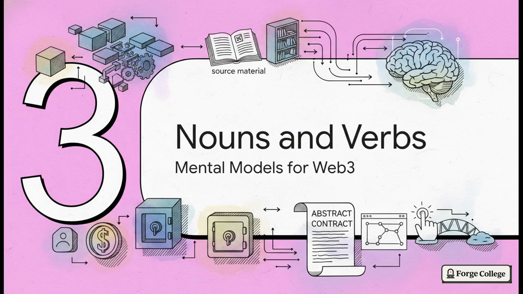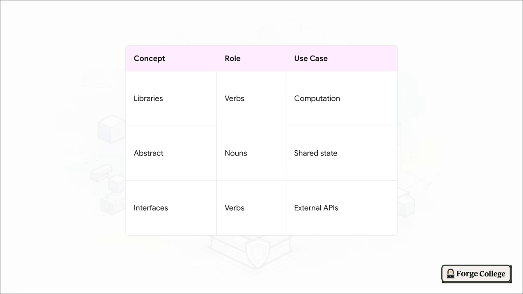Section 3. Nouns, verbs, and primitives. Now, what's really interesting about this is how we can take abstract Web3 concepts and make them incredibly intuitive just by mapping them directly to elementary school grammar. Think of your modules as parts of speech. Libraries? Those are your stateless verbs. They just do pure computation, no strings attached. Abstract contracts are your protected nouns. They hold the valuable shared state, the actual data, along with internal verbs. And interfaces are your public verbs. They define the external actions that anyone can trigger.